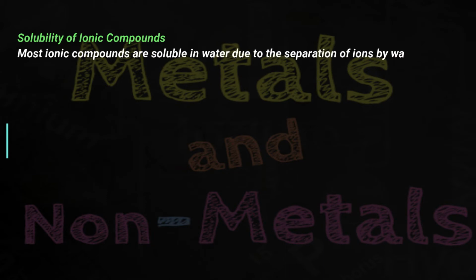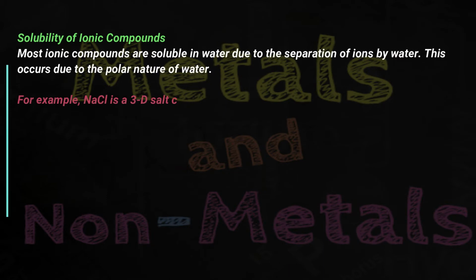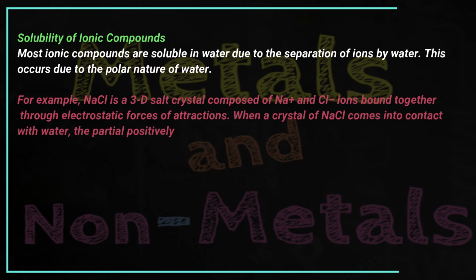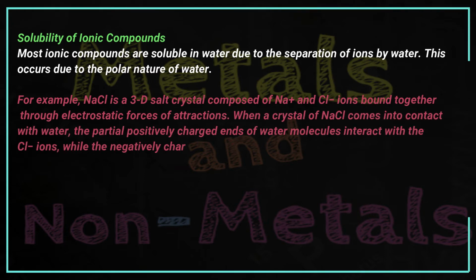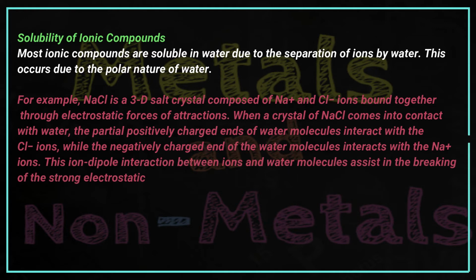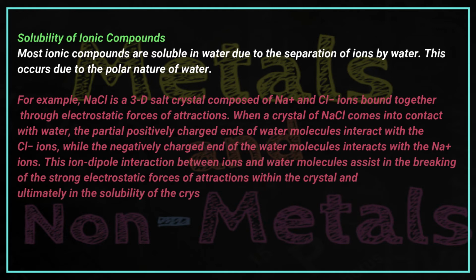Solubility of ionic compounds. Most ionic compounds are soluble in water due to the separation of ions by water. This occurs due to the polar nature of water. For example, NaCl is a 3D salt crystal composed of Na and Cl ions bound together through electrostatic forces of attraction.